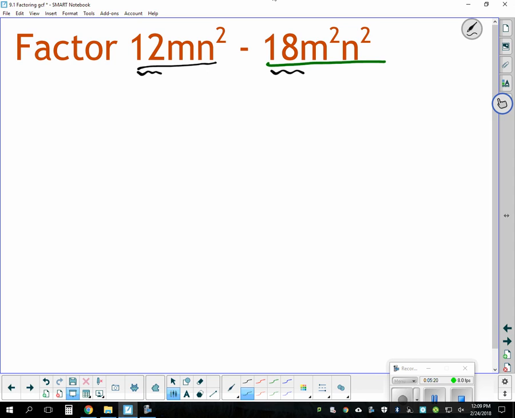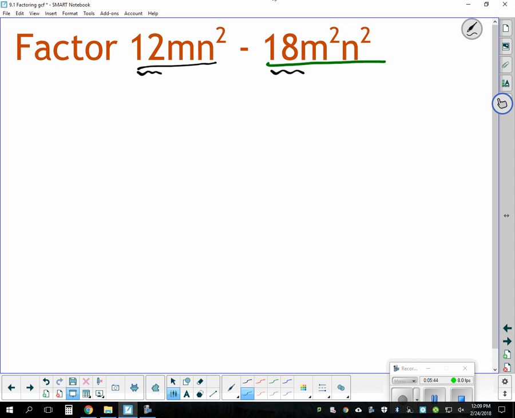Well, maybe you thought 2. 12 and 18 are both divisible by 2. But is that the greatest number they're both divisible by? No, because they're also both divisible by, can you come up with something else? Maybe you're thinking 3. 12 and 18 are both divisible by 3. Is that the biggest number they're both divisible by?